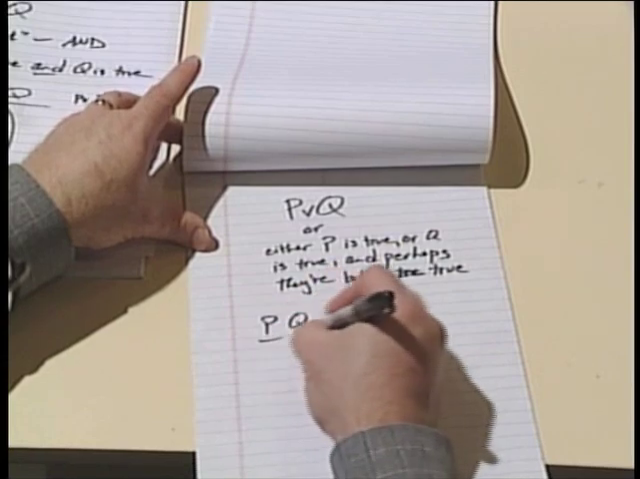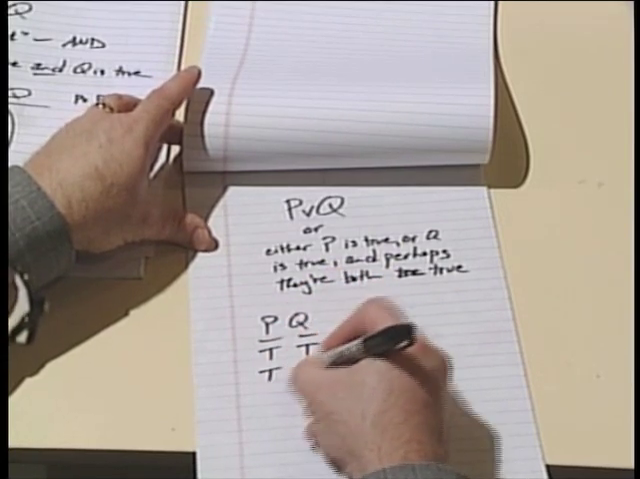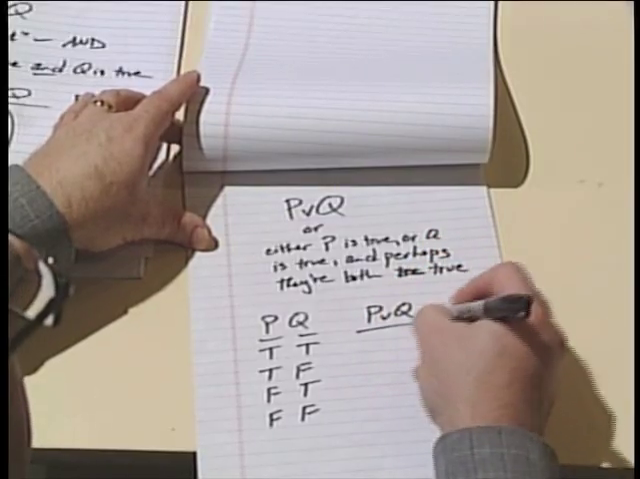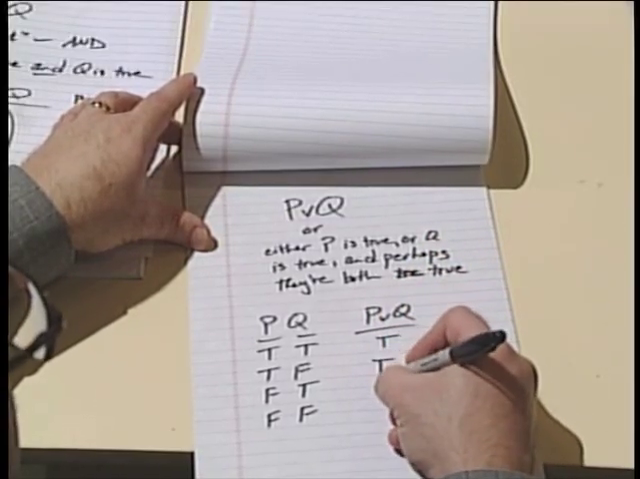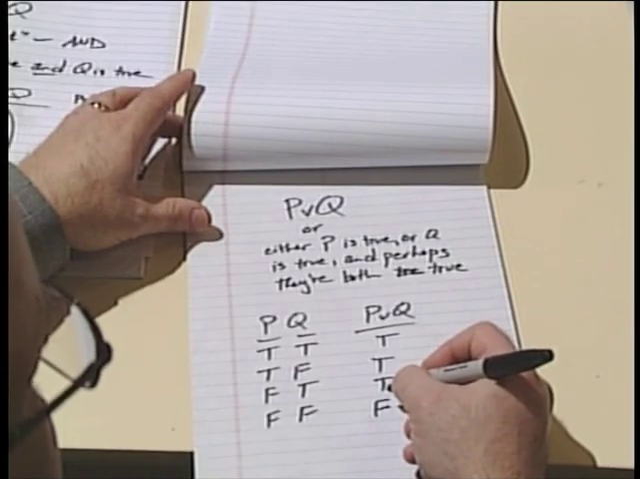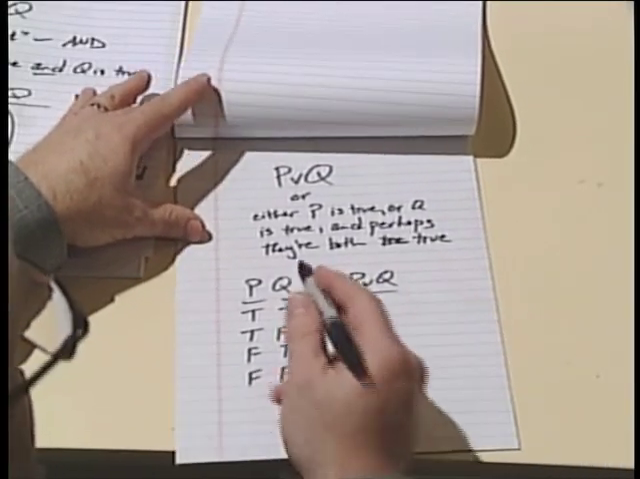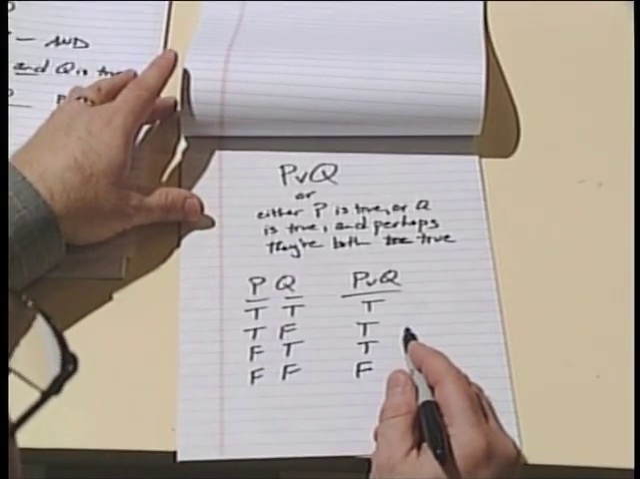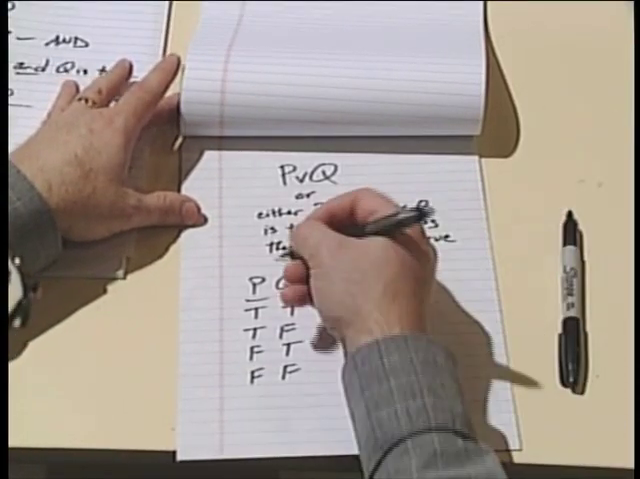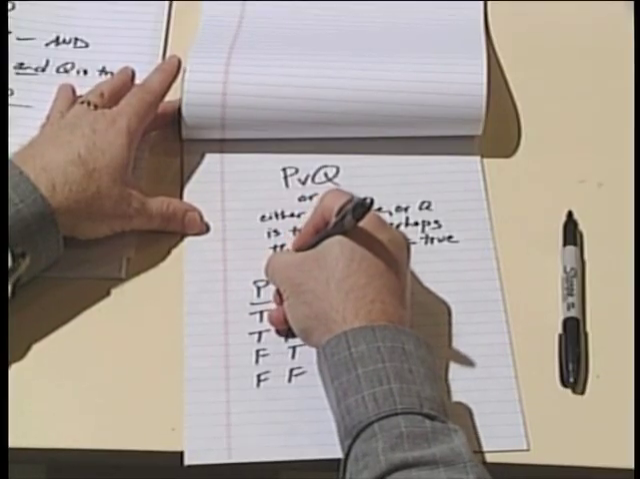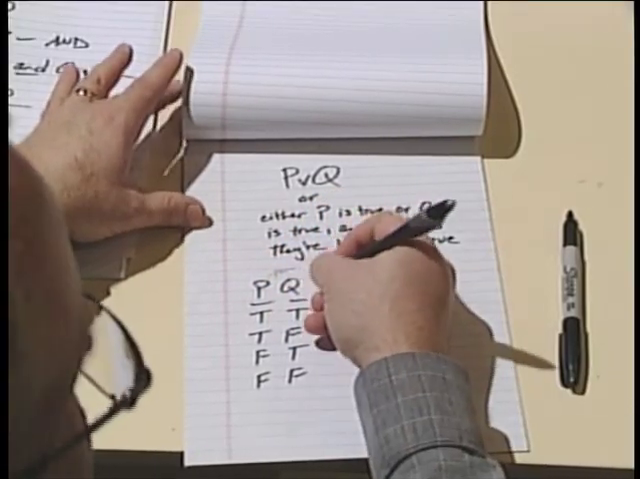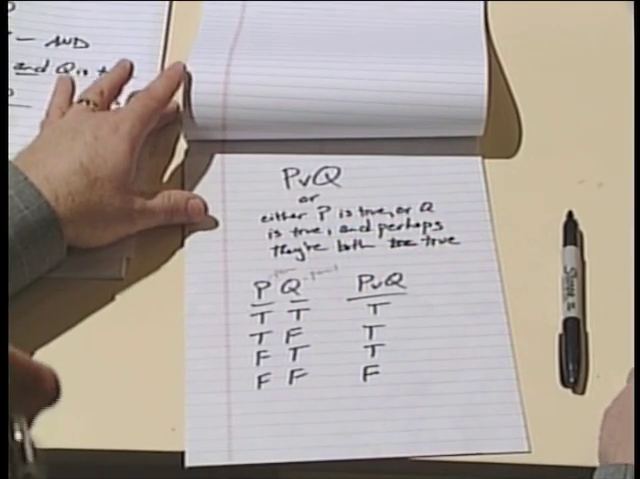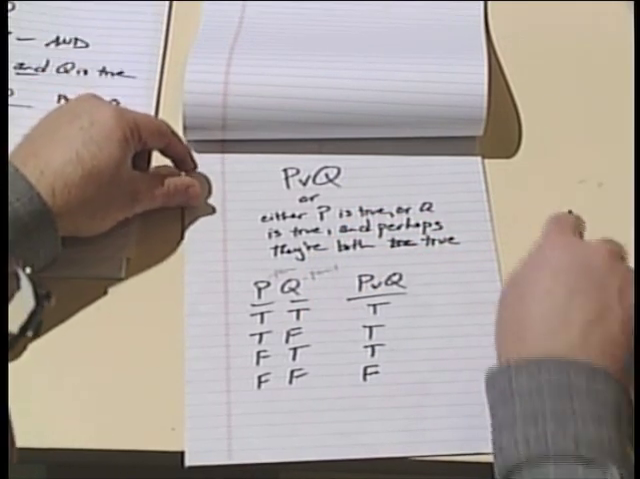So if I do this chart again, T, T, T, F, F, T, F, F, and I do the statement or, I end up with something that looks like this, T, T, T, F. Now, let's say that it's test time. This is probably an easy example for this. And P is going to say that I need to bring a pen to the test. Or, says the teacher, you can bring a pencil. Let's just pretend for now that the letter Q makes some kind of sense if I'm talking about a pencil.